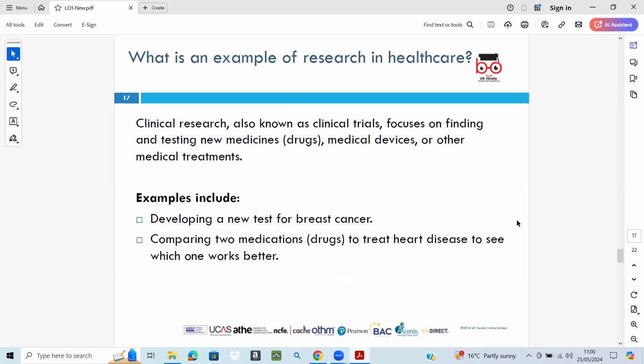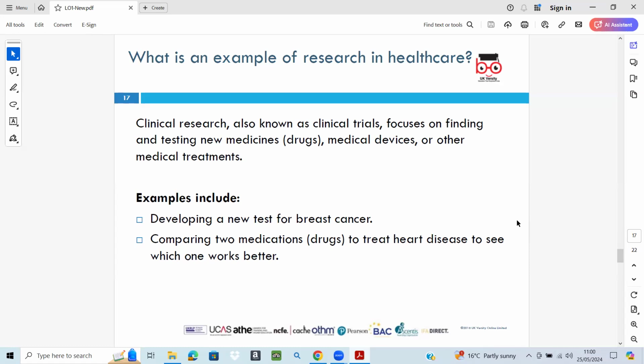And we have, what is an example of research in healthcare? Okay, so we have to discuss clinical research. Clinical research includes clinical trials, and it plays a critical role in advancing healthcare by evaluating new treatments, medicines, and diagnostic tools.